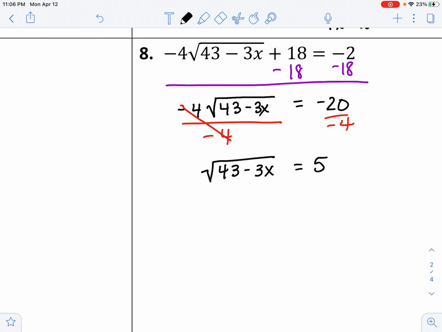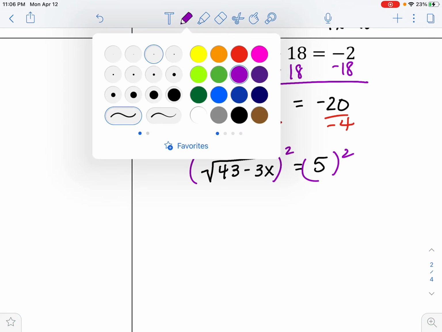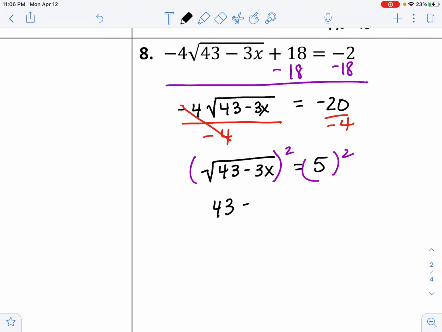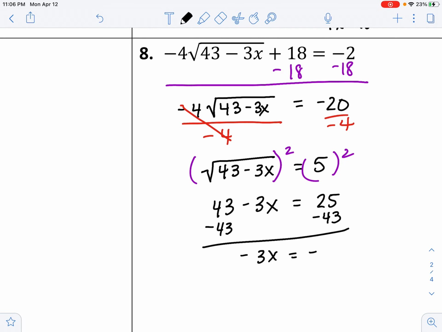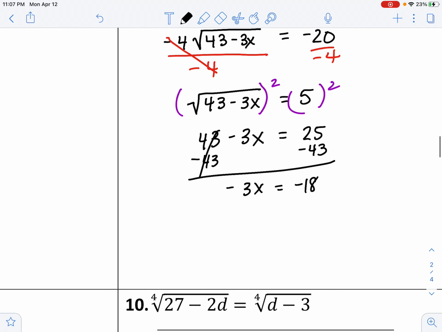Now we can eliminate our radical by raising both sides of our equation to the second power. Square and square root undo each other. So on the left we have 43 minus 3x. On the right we have 25. So then we want to solve for x, so we're going to subtract 43 from both sides. When we do that, we're going to get -18. So we have -3x equals -18. Divide both sides of our equation by -3 to get x equals 6.